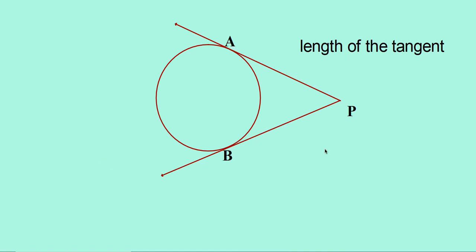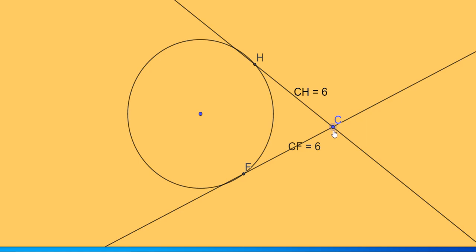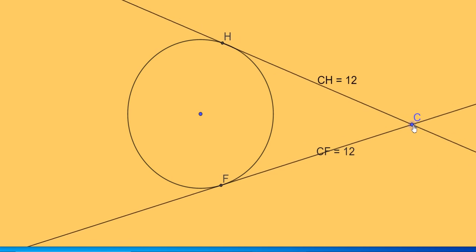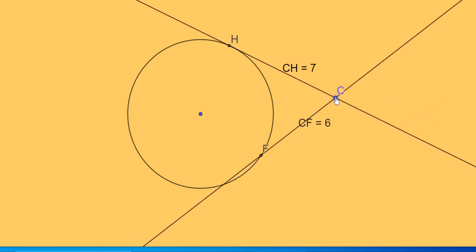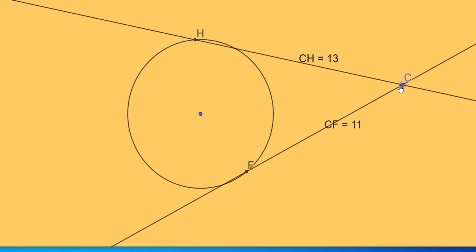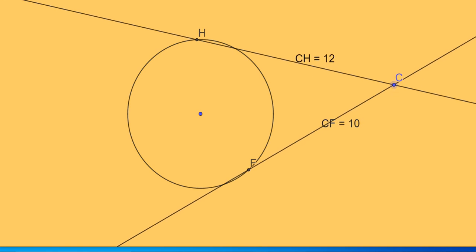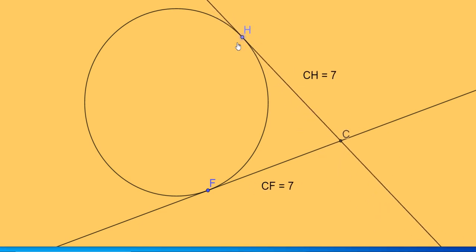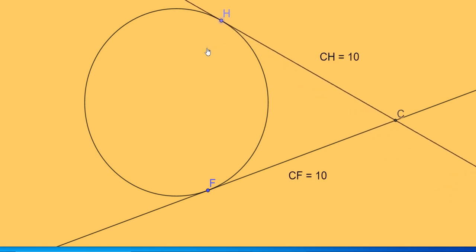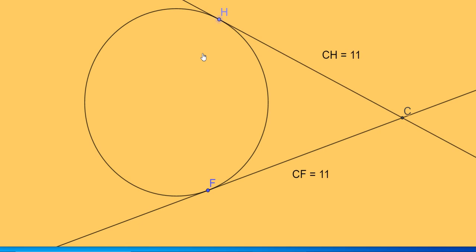There is a property on the length of the tangent from an external point. Let us see it. Here CF and CH are lengths of tangents and they are 6 units. Now when we change the position of C, you can see the length of tangents remains the same. Here you can see the lengths of CH and CF, that is, the lengths of tangents. In all the cases they are equal.